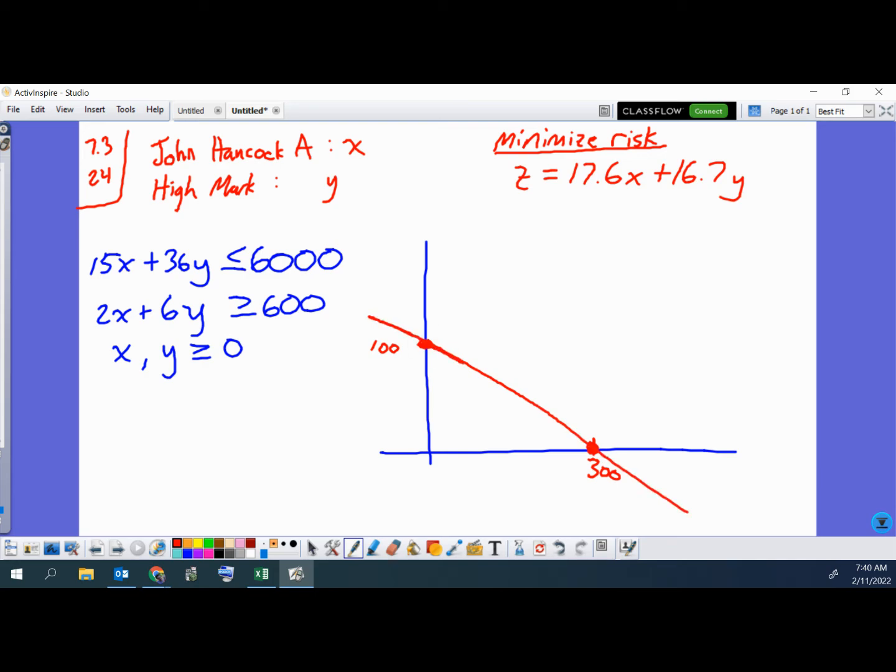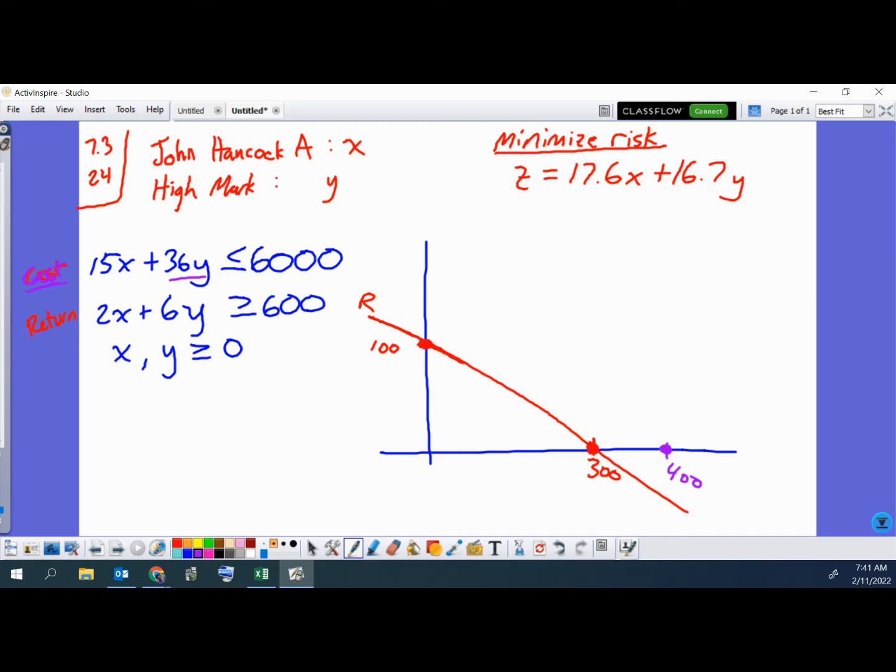Okay, this is for the returns. I'll just call this, this was cost. So we'll just call this cost and then return. So here, R for return. And then here, cost in purple. So for the cost, 15x equals 6,000. If you divide by 15, you get 60 divided by 15 is 4, so 400. So x will be 400 when y is 0 on that one. So that'll be out here.